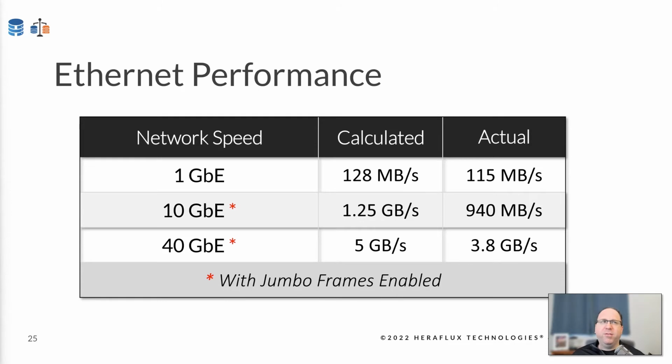When we talk about speed of regular Ethernet, we got to be careful with this. On a 1 gig link, your theoretical speed is 128 megabytes per second, but the actual exhibited throughput is about 115-ish megabytes a second. And that's because there's overhead with the TCP standards. Go to 10 gig. We're at 1.25 gigs a second calculated, but realistically 940 megs a second. You go to 40 gig, same kind of impact. And the bigger it gets, the more this gap is there. Now note, that's with jumbo frames enabled.